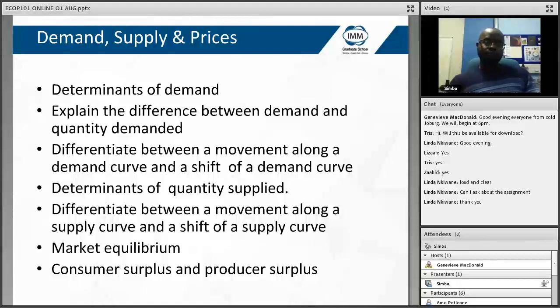The difference between demand and quantity demanded. It is also important for you to be able to differentiate between a movement along the demand curve and the shift of the demand curve. We do the same analysis with supply.